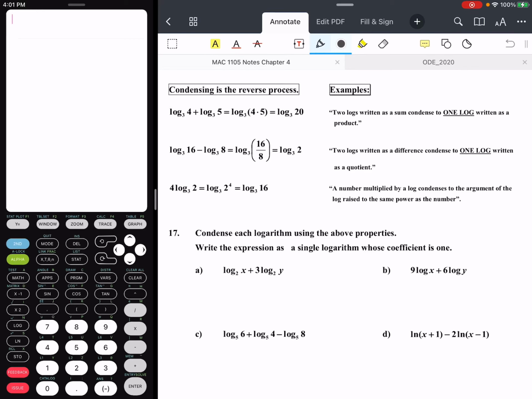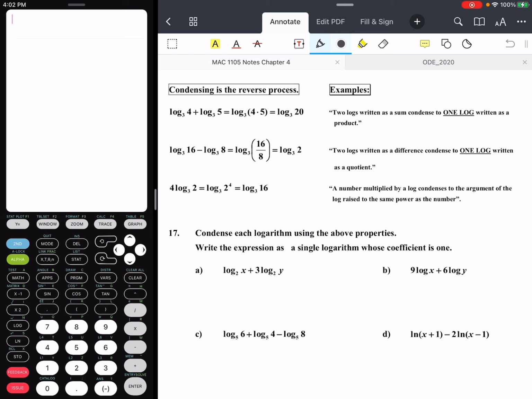So we've already learned how to expand our logarithms based on the properties, our product rule, our quotient rule, and our power rule. And now we're just going to do it in reverse. So the reverse process is called condensing. So we've got a few examples up here at the top left where we start with a string of logs.